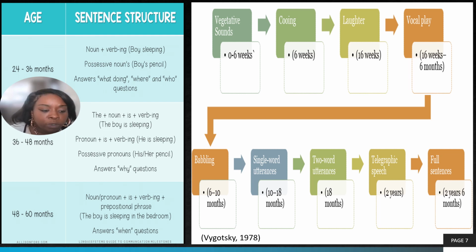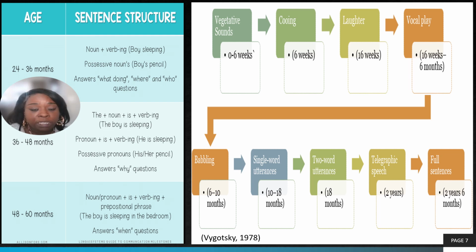As you can see, at 24 to 36 months, children typically know how to use nouns and verbs, such as you might hear a young child say "boy sleeping" without using "is," or "boy pencil." They will be able to answer what someone is doing, where they are, and who they are. And it goes on to 36 to 48 and 48 to 60 months. As the child becomes older, their vocabulary becomes more complex and they start using -ing words, such as "the boy is sleeping," or they may say a full sentence, "the boy is sleeping in the bathroom," the older they get.